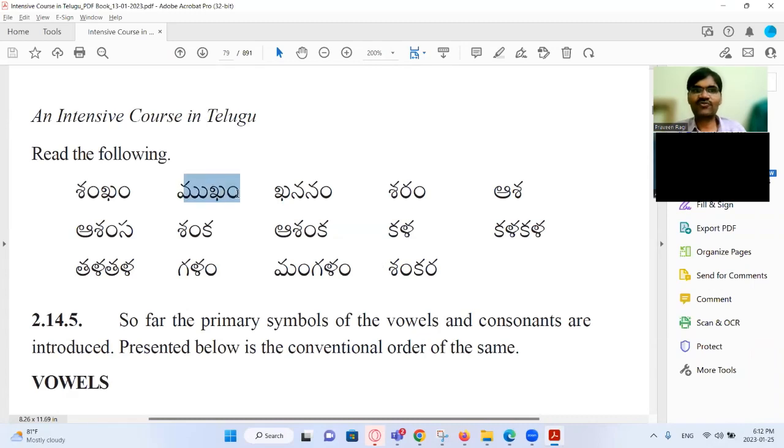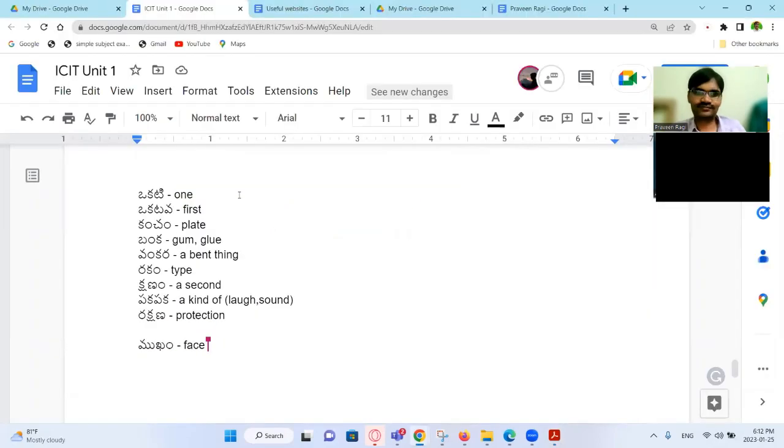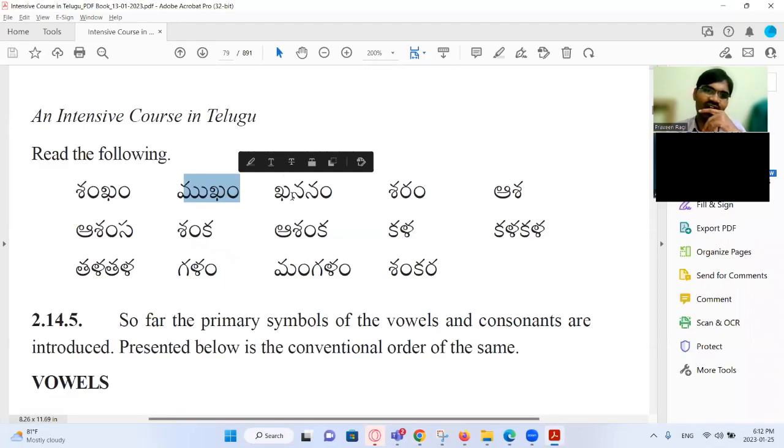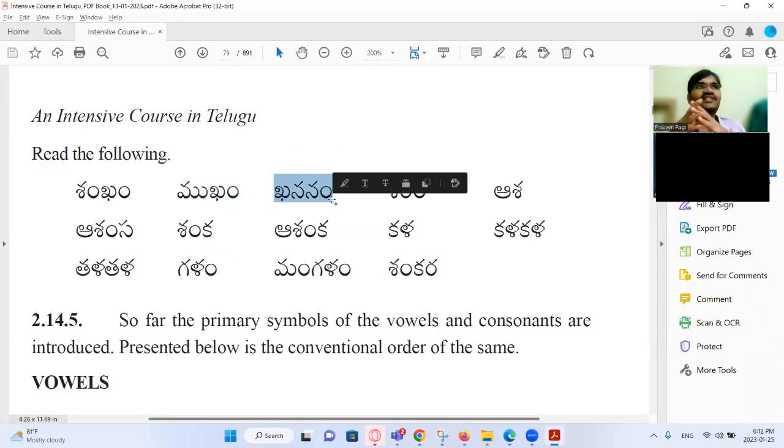Mukham means face. So next we have khananam. Khananam is something like, when someone dies, for example an animal or anything, sometimes we put it under the earth, digging and keeping. So it is bury, or what do you call in English? Burial, grave. Yeah, that one is called khananam. Asha means hope.